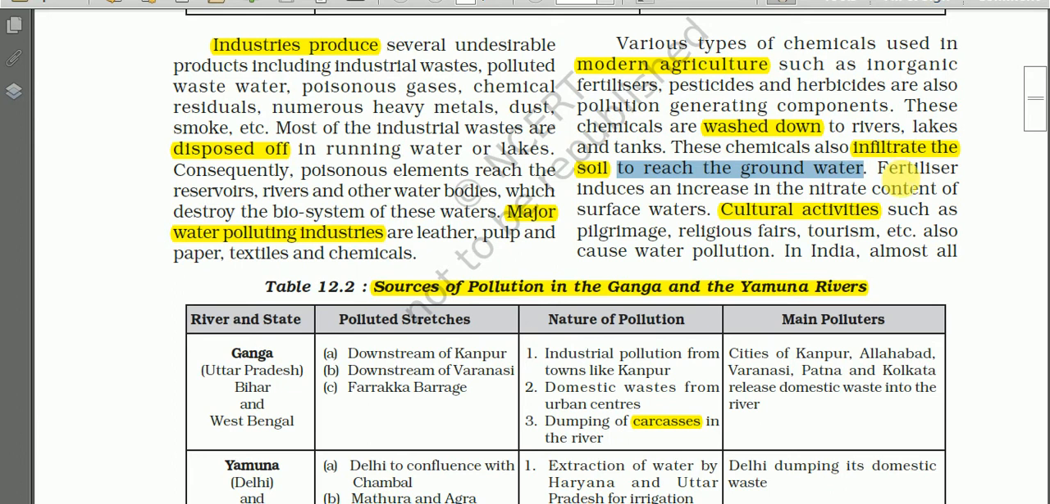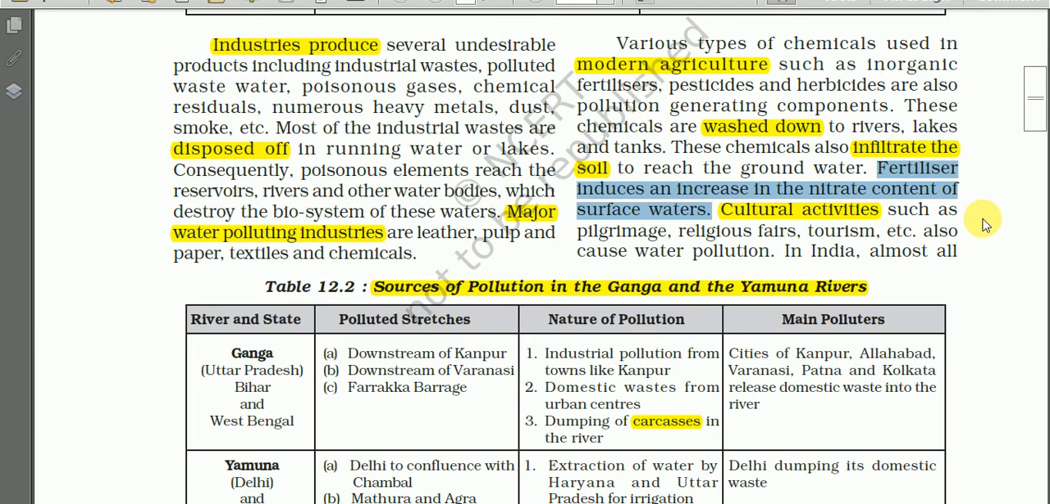And the fertilizer induces an increase in the nitrate content of the surface waters. This is another harmful effect of the use of chemical fertilizer.